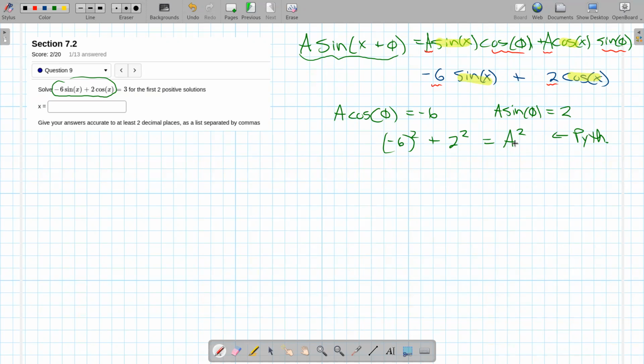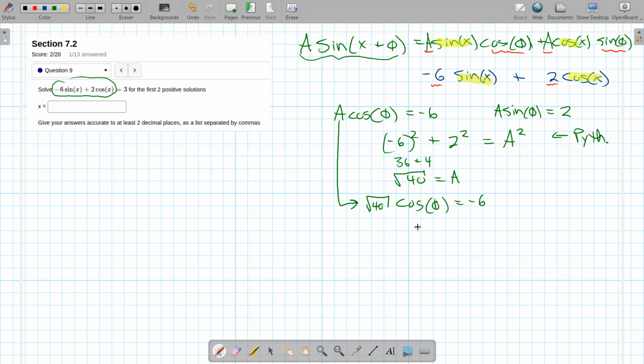So this conclusion right here is the result of the Pythagorean identity. This is going to get me to find a. Once I have a, I can use the arc cosine to find phi. So this is going to give me 36 plus 4, which is 40. And so a would be the square root of that 40. Applying that to this, I can find phi. I guess I should clean up the square root of 40, but we're just going to leave it. Square root of 40 times cosine of phi equals -6.